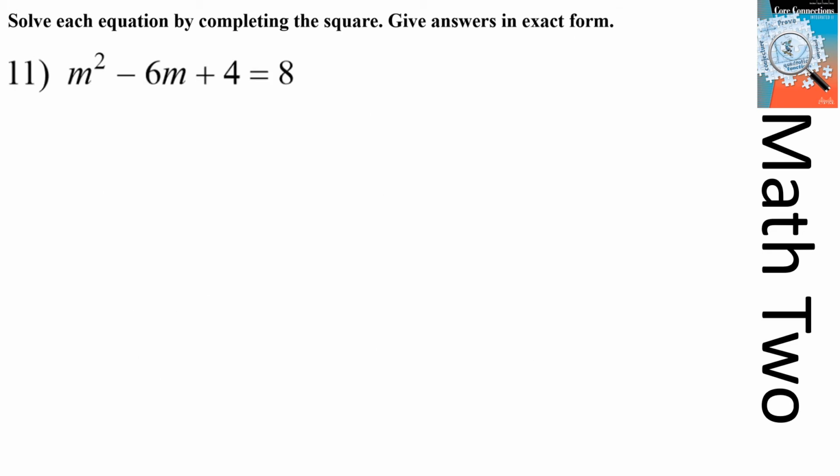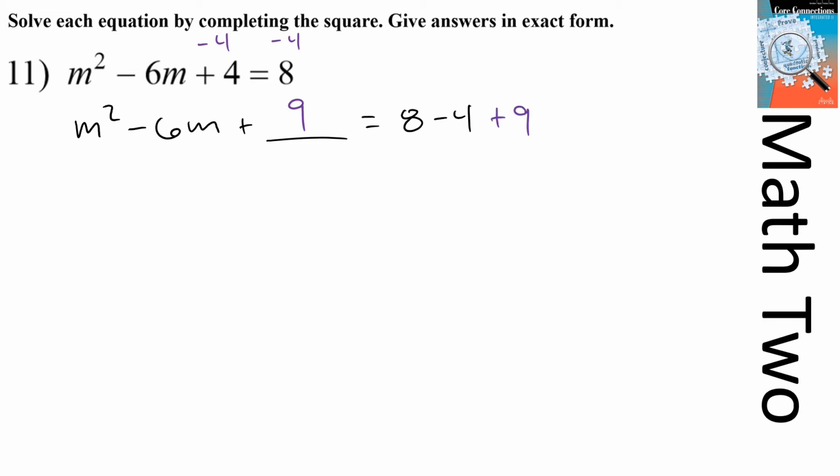Again, I'm going to begin by subtracting 4 from each side to create a space. When I do that, this becomes m squared minus 6 times m plus some value, and that will equal 8 minus 4 over on the other side. The value that I need to complete this square is half of negative 6, which is negative 3, and negative 3 squared is 9. So I'm going to add a positive 9 to each side here.